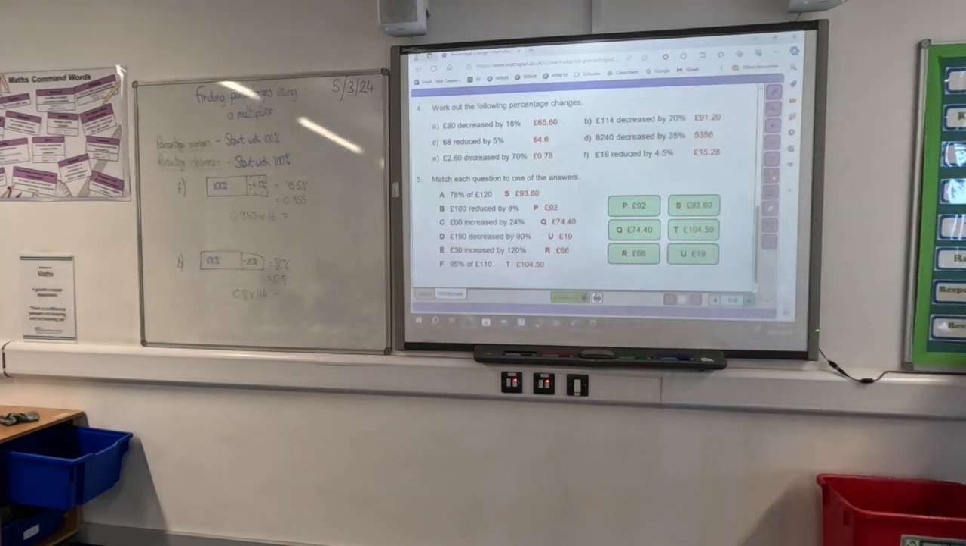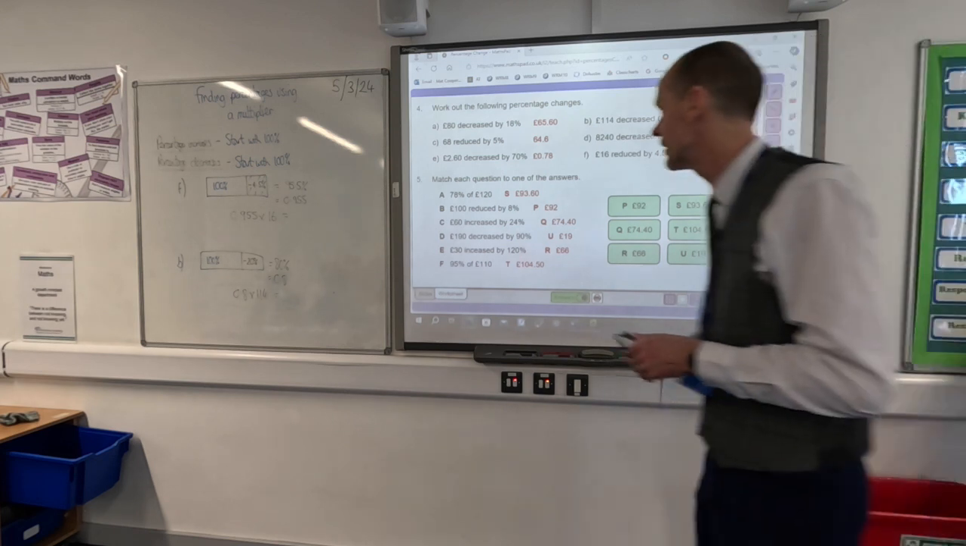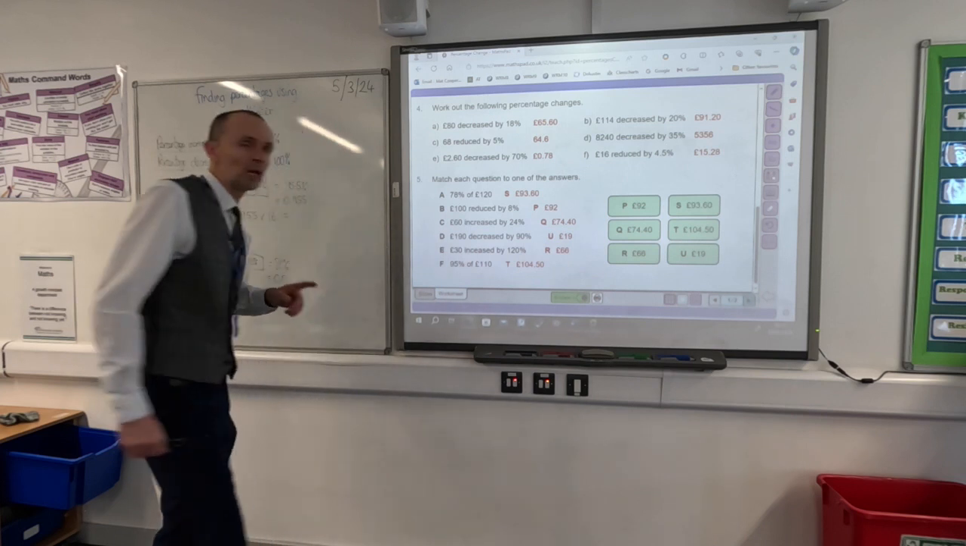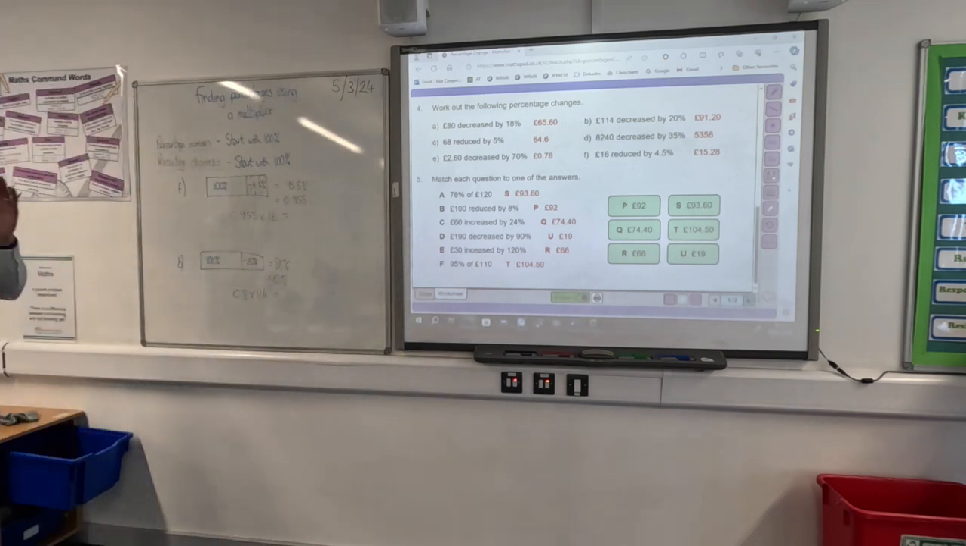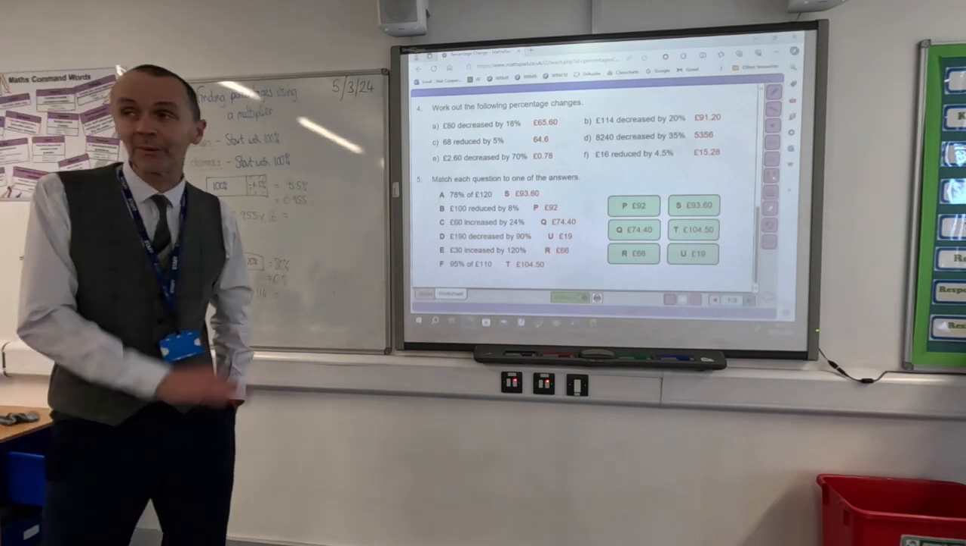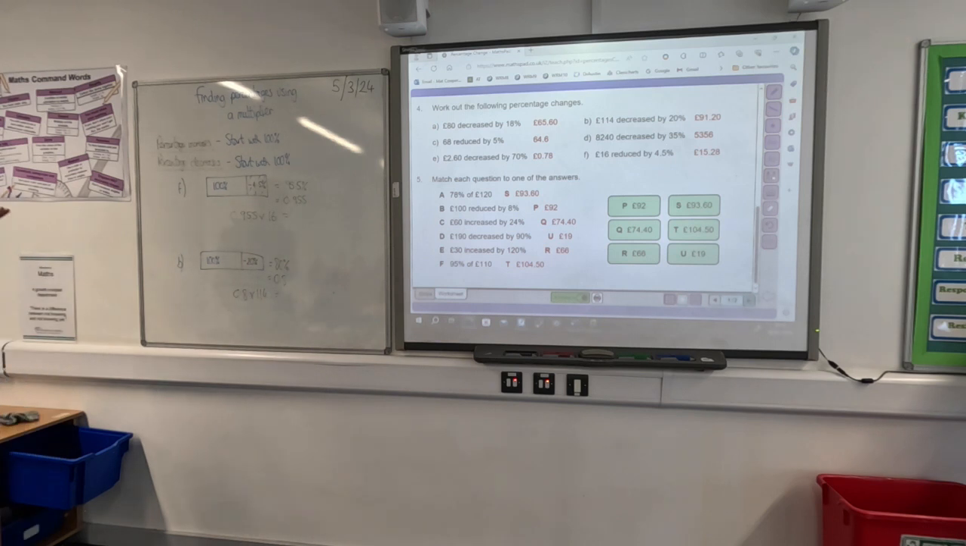Okay, so if we can just check our answers. For B, we should have multiplied by 0.8 or 0.80 because we were left with 80%. For C, we should have multiplied by 0.95 because we were left with 95%. For D, we should have multiplied by 0.65 because we were left with 65%. For E, we should have multiplied by 0.3 or 0.30 because we were left with 30%.